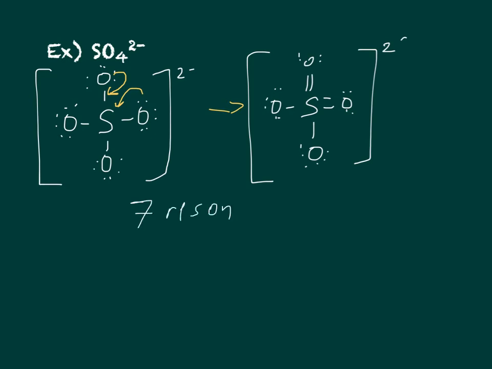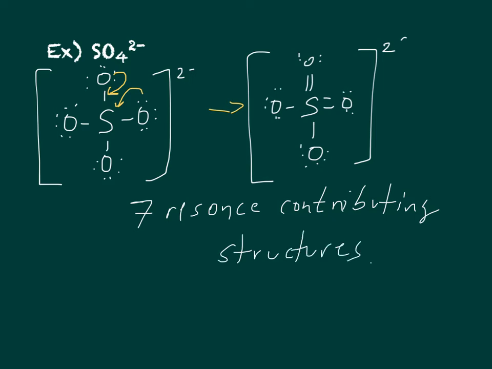resonance contributing structures. Now, these 7 resonance contributing structures only differ in the placement of the electrons. And what you would see is these electrons would change positions, and you could draw a total of 7 different ones.